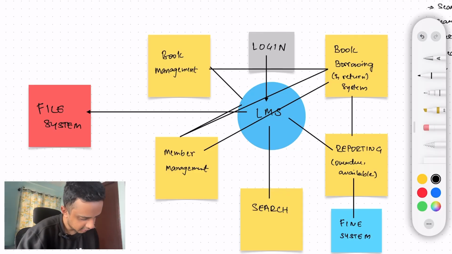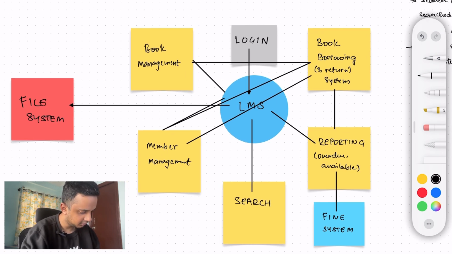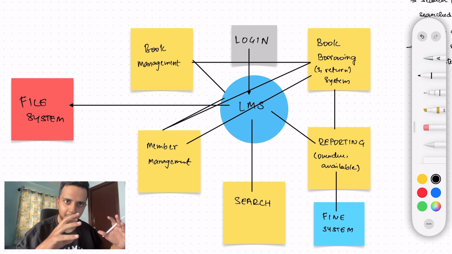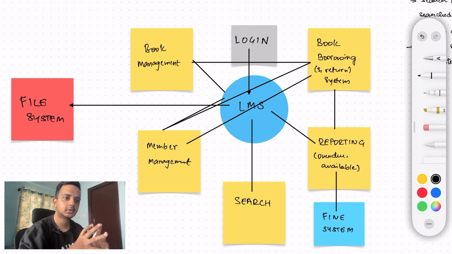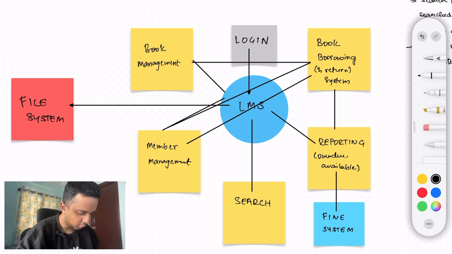Okay, as you can see here, this is what the project, the LMS, the library management system, is supposed to be about. One thing that I learned mainly from my last project is data persistence. That means storing data in a file. So what I'm thinking is, I'll show you one second.